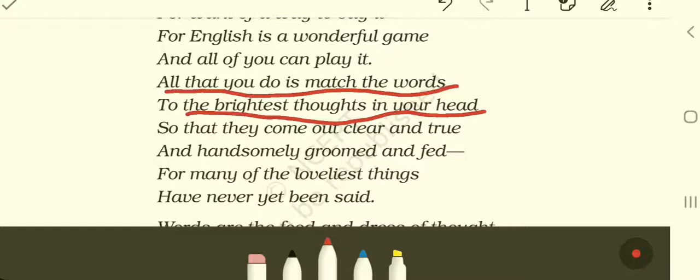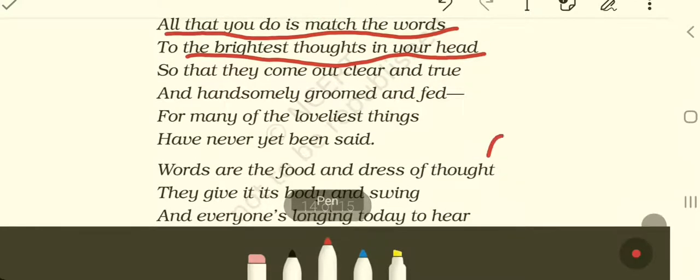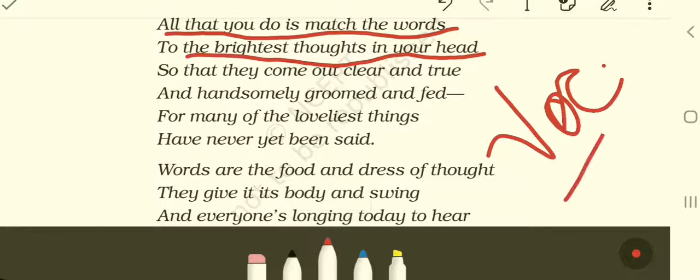All you have to do is match the words to the brightest thought in your head. For that you got to develop that sort of thinking. Whatever is in your mind, try to match that thinking with the brightest. Brightest means best or the choicest words in your head. For that you got to develop vocabulary in English, isn't it? Means knowing new words and using them in the form of sentences.